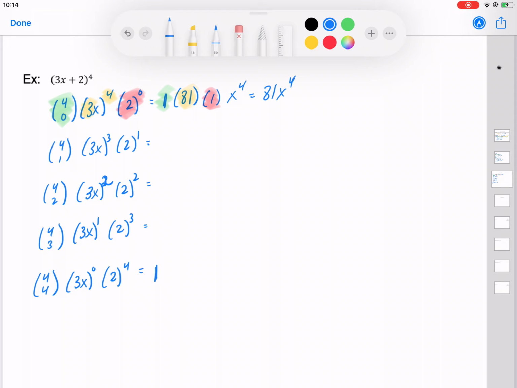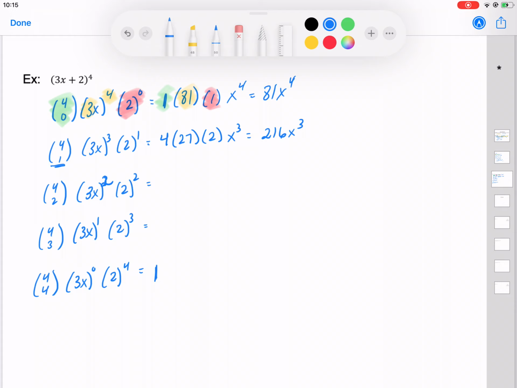All right, for our next one, we've got 4 choose 1, which is 4. 3 cubed is 27. And 2 to the 1st is 2. And then we also have x cubed. That will be 216x cubed.